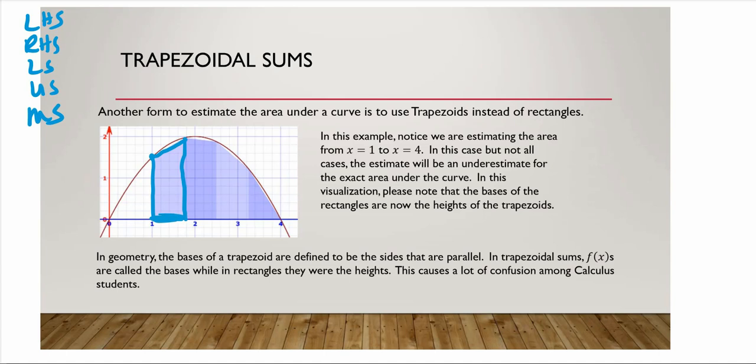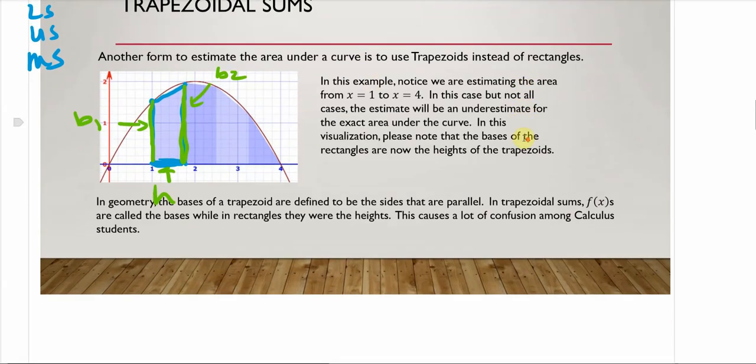What do you mean? You have to remember from geometry that this side and this side are parallel, and the ones that are parallel are called the bases. So this one is base 1 and this one is base 2. This one here is going to be the height, and that's what throws students off. If you can relate to what I'm talking about, you're going to say, oh my gosh, I understand this. If not, you're going to have difficulty with the trapezoidal sums.